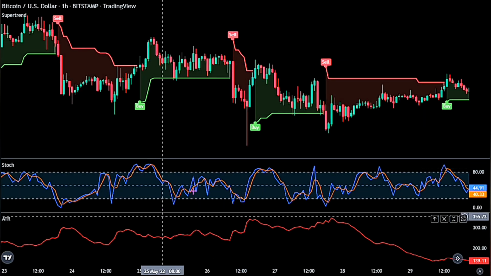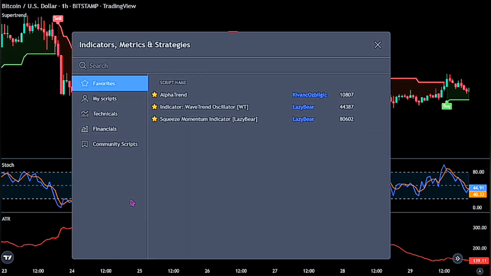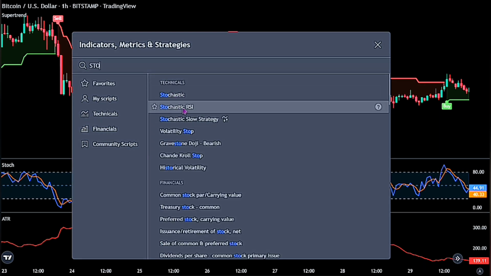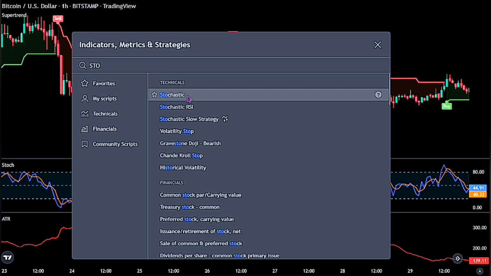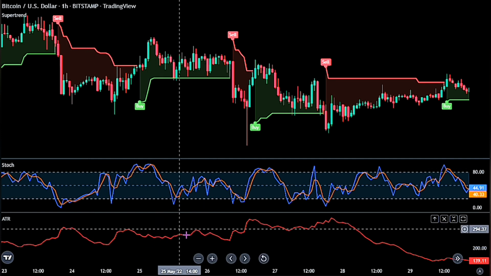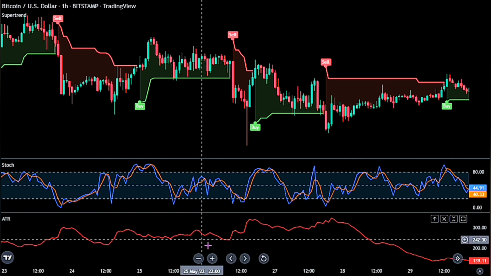Now this stochastic indicator is from the technical section of the indicator panel, owned by TradingView. Please note that we are using this one right here and not the one below it, as this would be serving as our confirmation indicator on signals from our main indicator, and the last indicator on the chart is the ATR indicator, as it would help us to determine our take profit levels and stop loss levels.